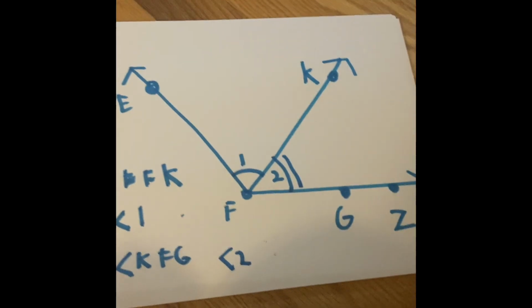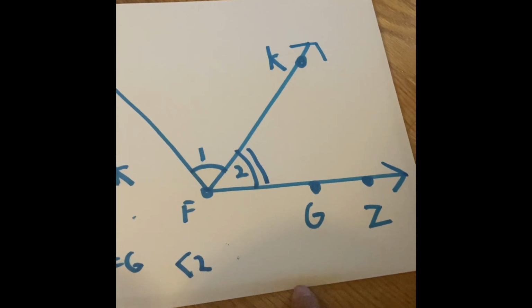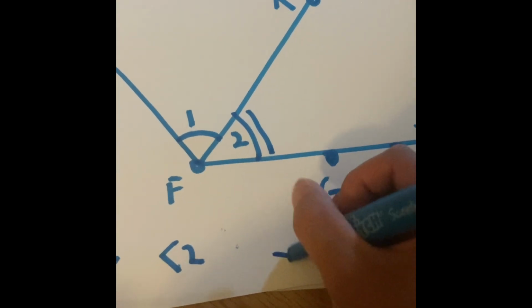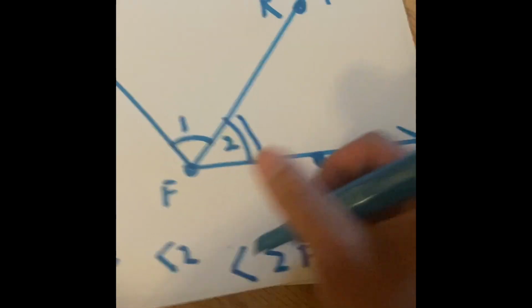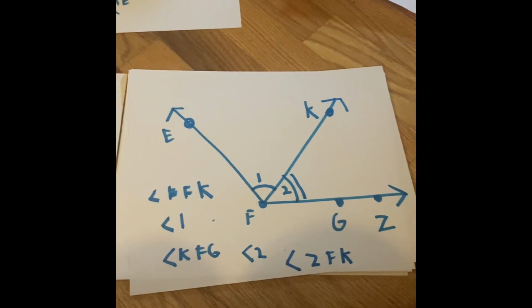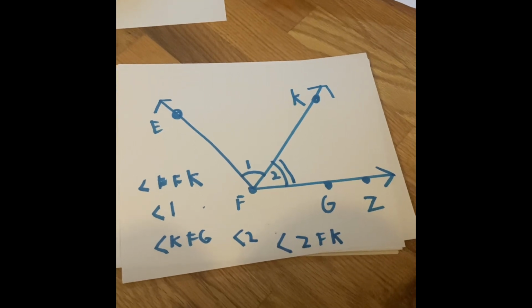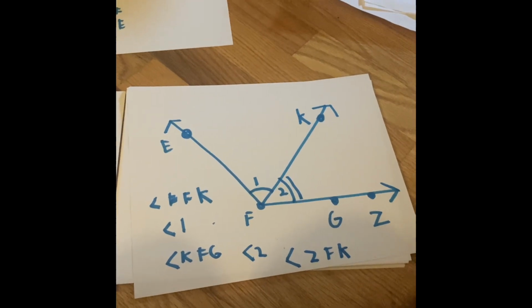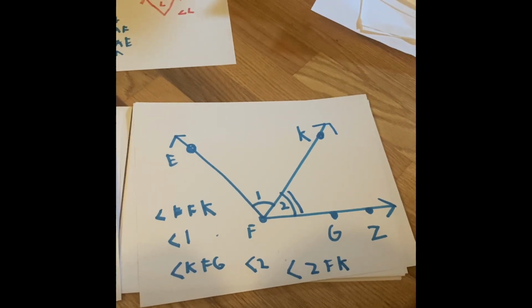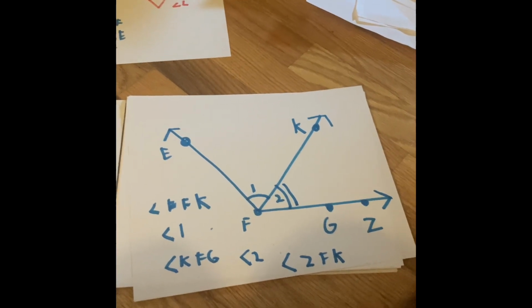Or sometimes we can be even more creative. We can say ZFK. So with this one, try to comment as many names for this angle as you can. Let's see who gets the most in the comments, and I'll put a like to that comment.